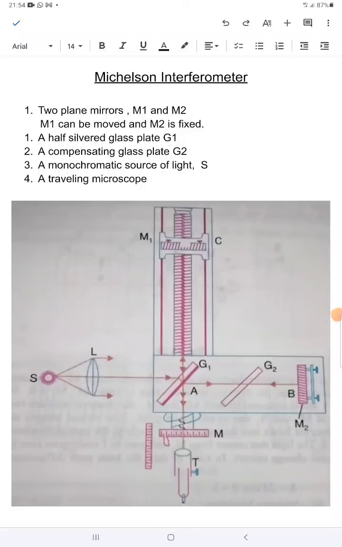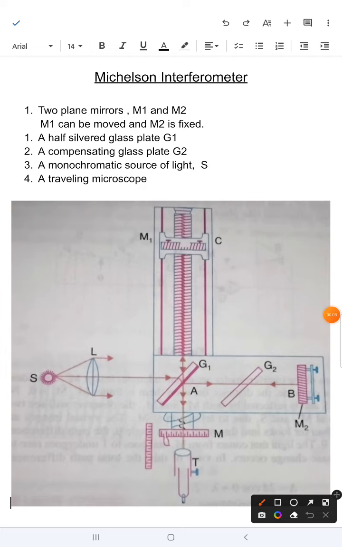In this class, we are going to discuss the construction and working of the Michelson interferometer designed by Michelson. This interferometer is used to study the interference pattern of light, and we can calculate the wavelength of the light. For any transparent medium, we can calculate its thickness and its refractive index also. In this class, we will discuss the construction and working of this interferometer.